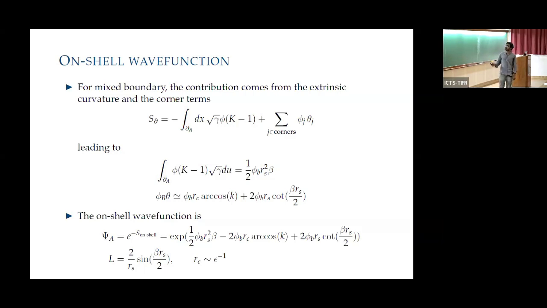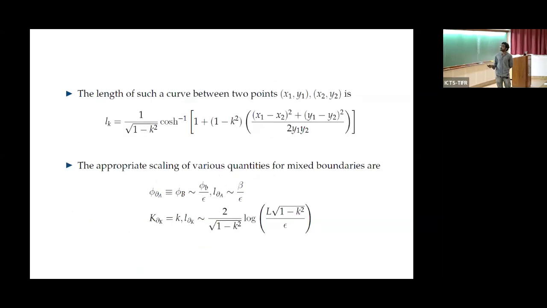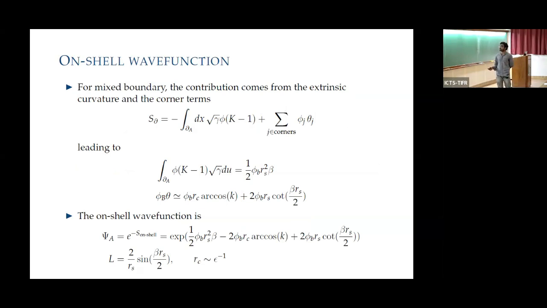It's a very straightforward exercise to evaluate both of them. The asymptotic boundary contribution is proportional to beta, and the corner angle to leading order, in the limit of the scaling that I showed when epsilon goes to 0, is dependent on K, but there is also a subleading term. So you can put these two together to get the on-shell value of the action. It depends on the scaling of the dilaton. If you remember, phi, the boundary value of the dilaton, goes like phi_b. The renormalized length of the asymptotic boundary is beta. The renormalized length of the extrinsic boundary is capital L. So this on-shell wave function depends on all these quantities. R_s is obtained from this equation, so it depends on beta and L.